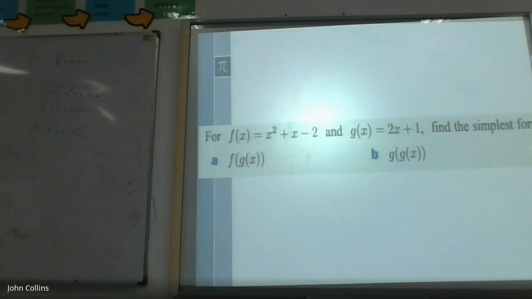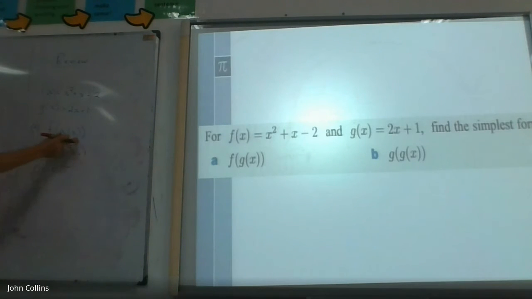Jaden, explain what we need to do here. Not quite. First of g, with an x by 2x plus 1. Okay, so that's the g(x) function, yeah.